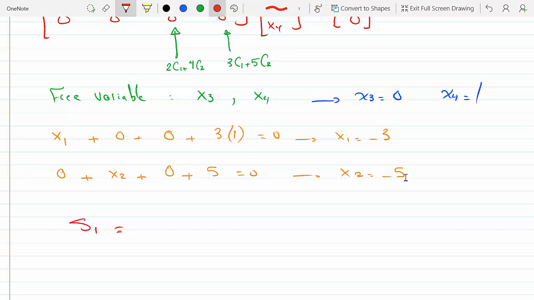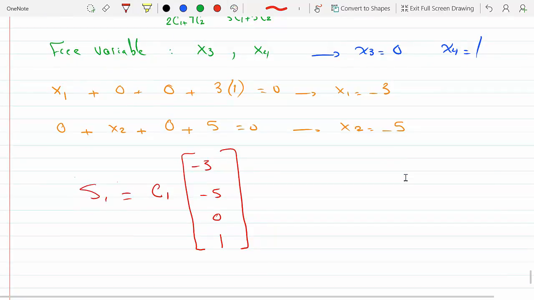Solution 1 will be -3, -5, 0, 1, and any linear multiple of this will be in the same exact space, so times, let's say, C1. So this is my special solution 1, right? Because I could have made x4 5 instead of 1. It doesn't have to be 1.